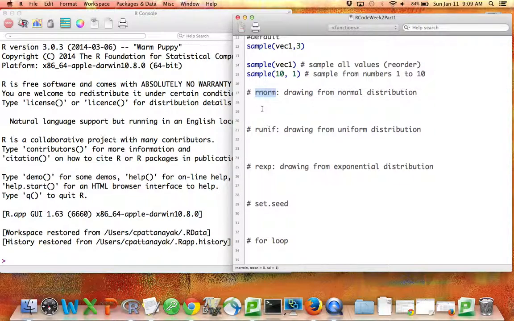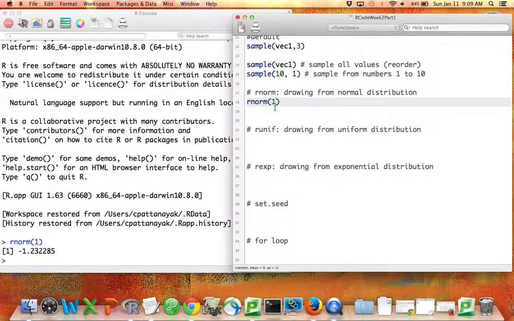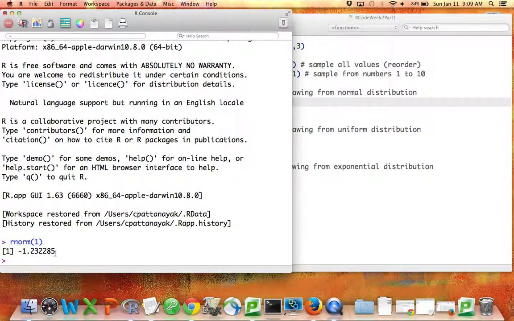Other commands related to the normal distribution have other letters and then the word norm, and we'll get to some of those as we move forward. But r is for random, norm is for normal. So for example, at its simplest, if I say rnorm(1), R is going to assume I mean a standard normal distribution, which has mean 0 and variance 1, and it's going to draw one number from that distribution. There's one standard normal.